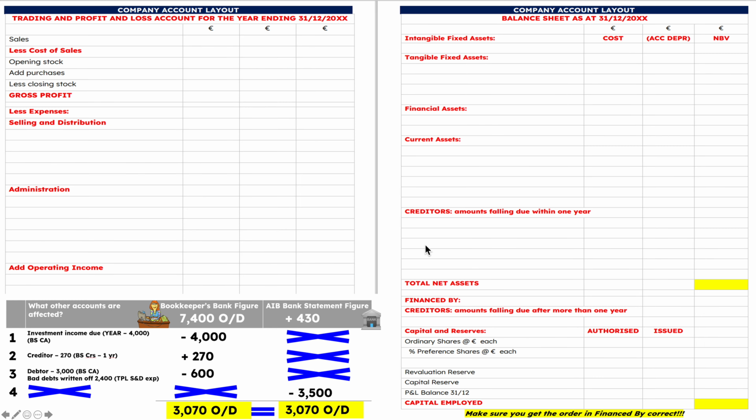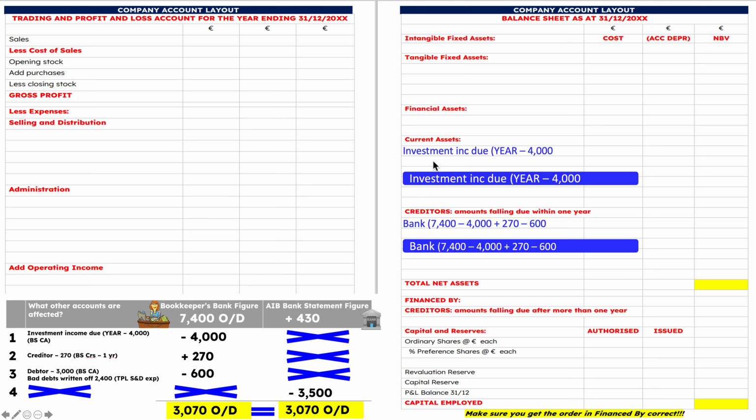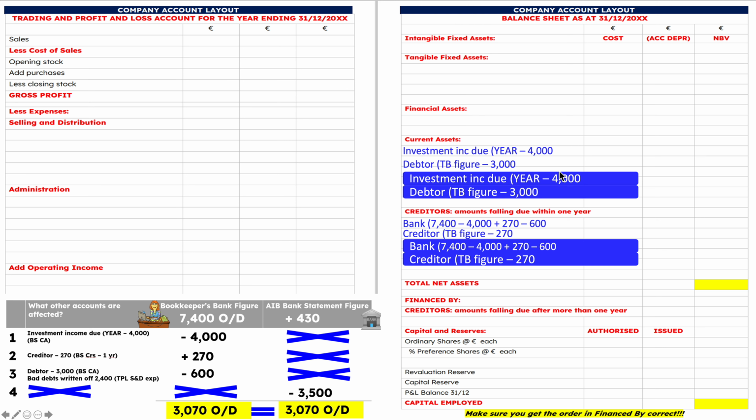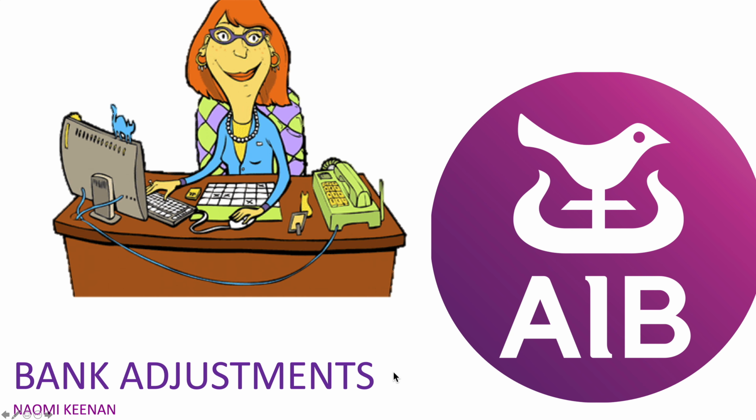So they're all the bank adjustments. We'll look at just how we finish this off. So bank here, 7,400 minus 4,000 plus 270 minus 600. We've got investment income due, the amount for the year, minus the 4,000 investment income that's been received. We have creditor, the trial balance figure, minus 270. We have the debtor, the trial balance figure, minus 300. And then we have bad debts written off, 2,400 in the selling and distribution expenses. And that is everything done for that. And that's the bank adjustment. So again, you can't get the bank figure wrong.